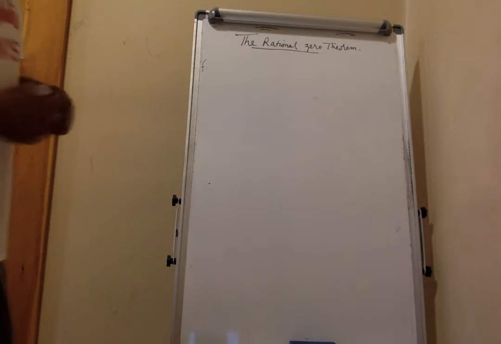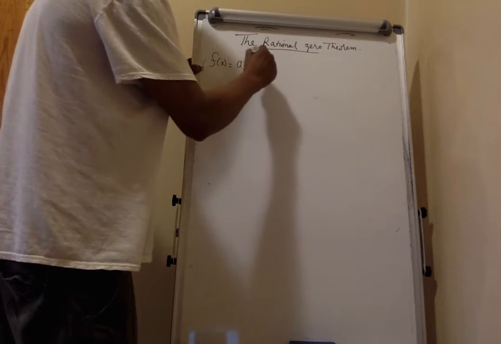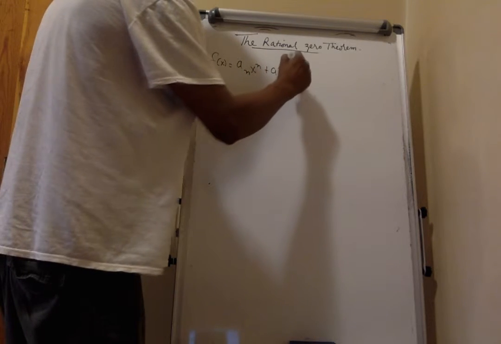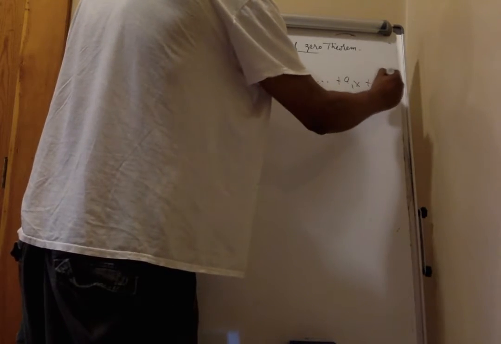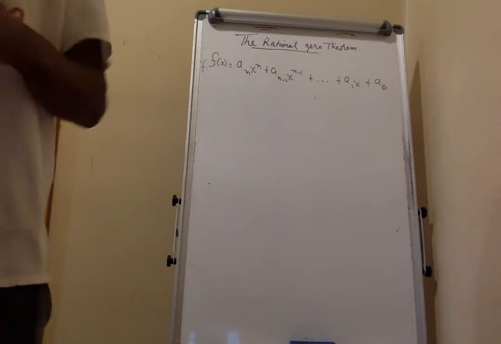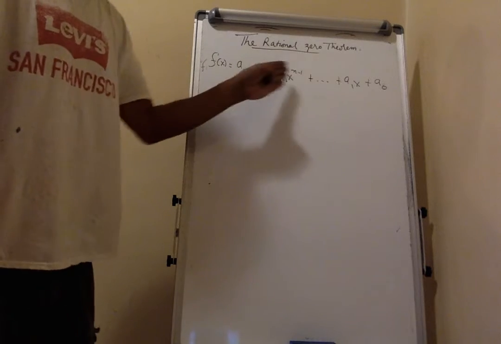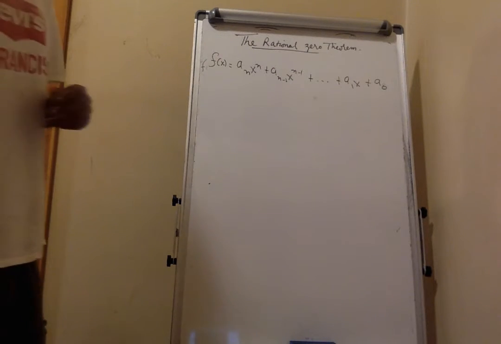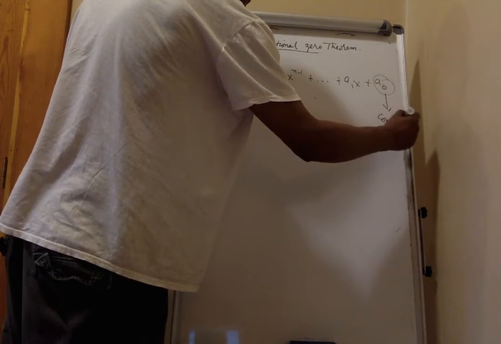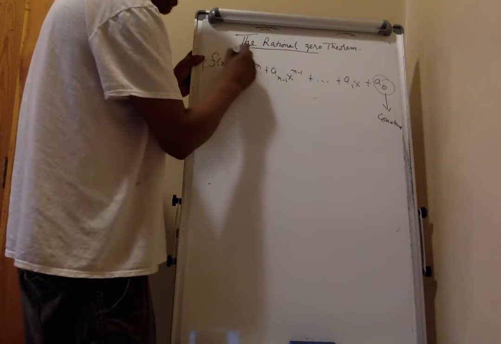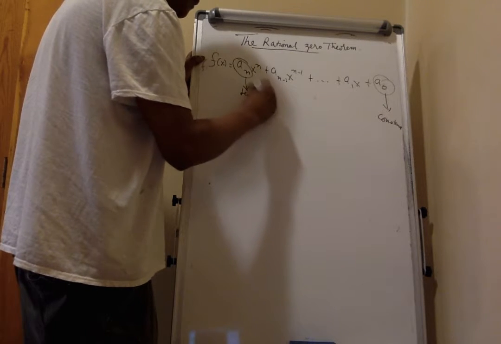So the theorem says, suppose you have f of x is equal to a_n x to the n, plus a_0, and this is a polynomial function of degree n. And don't bother about the middle terms. Look at the last term. This one is a constant number. And I'm going to put another constant number, which is the constant number of the leading term. So this is the leading coefficient.